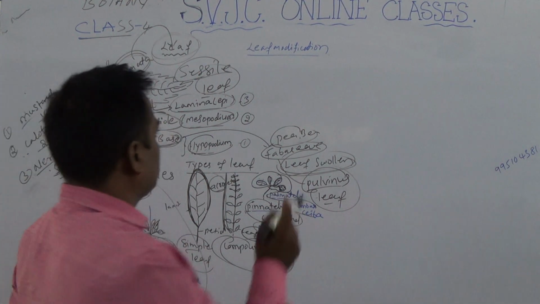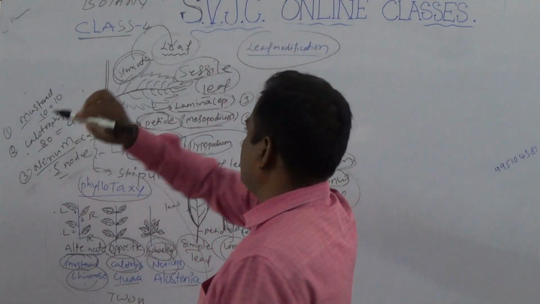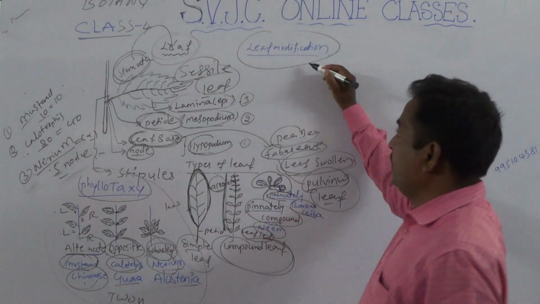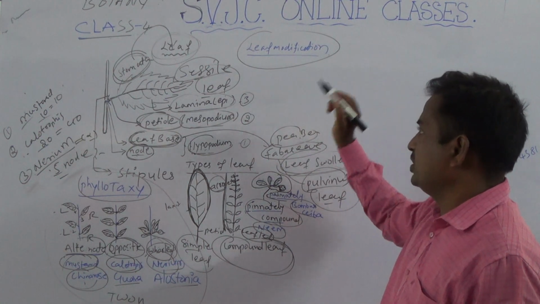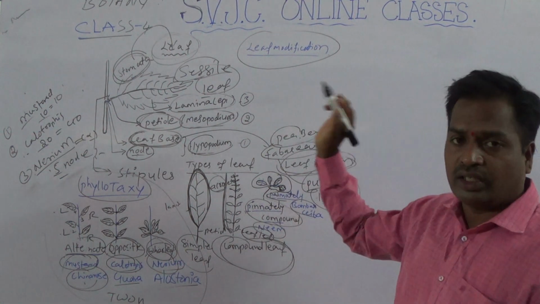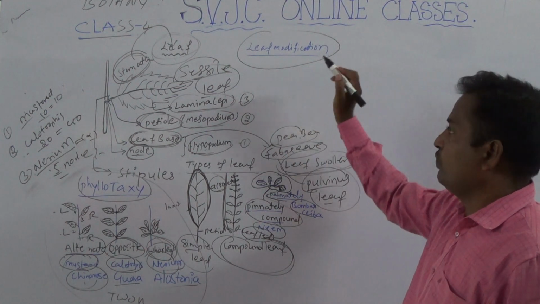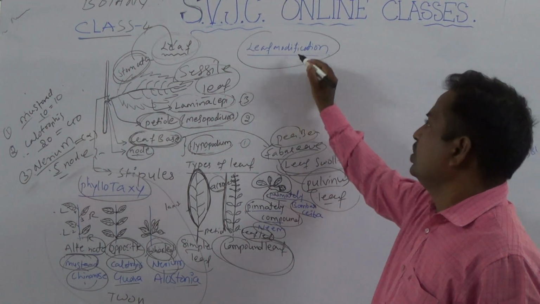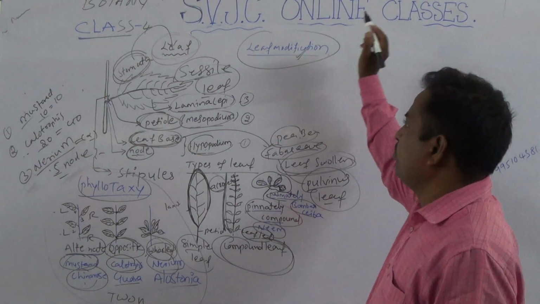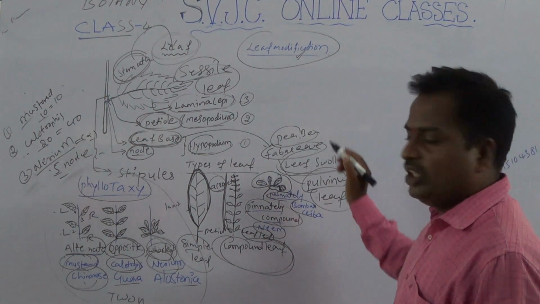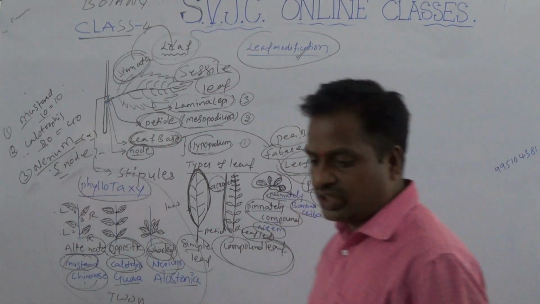The next topic is leaf modifications. What is modification? Modification is nothing but changes. When a permanent change occurs in the structure of a leaf to perform a new function suitable for the environmental condition, it is called leaf modification. There are different types of leaf modifications.